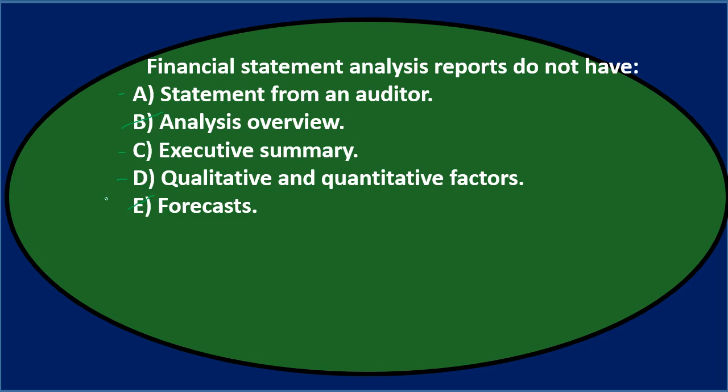Financial statement analysis reports do not have either A, statement from an auditor, C, executive summary, D, qualitative and quantitative factors. Now, of those three, I would think that they might have an executive summary, right? And we might have qualitative or quantitative, qualitative meaning something that's not numeric in basis, explaining something that would not be in terms of numbers per se. The thing that's different up here is this statement from an auditor. That seems to not be among the categories typically. And that one would typically mean that we're having an audited report.